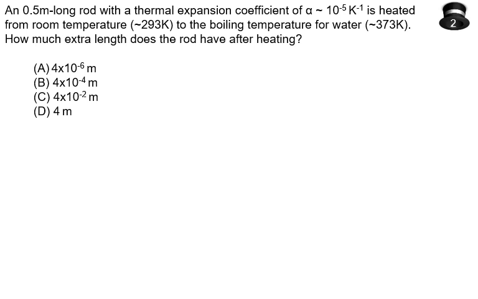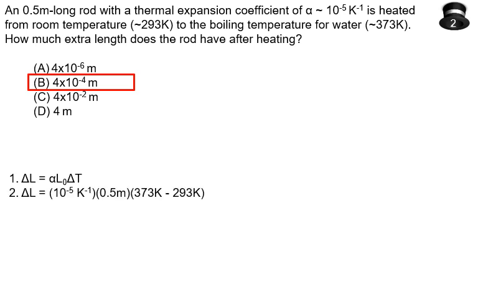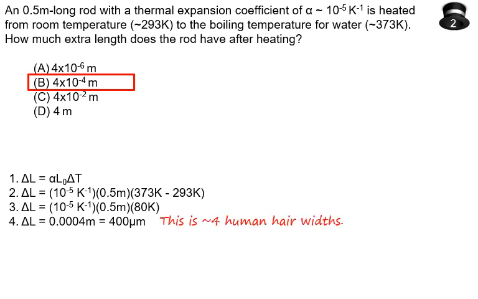So it's 4 times 10 to the minus 4 meters. We use our equation that the change in length is equal to alpha, the coefficient of linear expansion, times the initial length of the rod, times delta T. You can plug in the numbers that we have, and you see that it is 4 times 10 to the minus 4 meters, which is 400 microns, which for some context is 4 human hair widths.